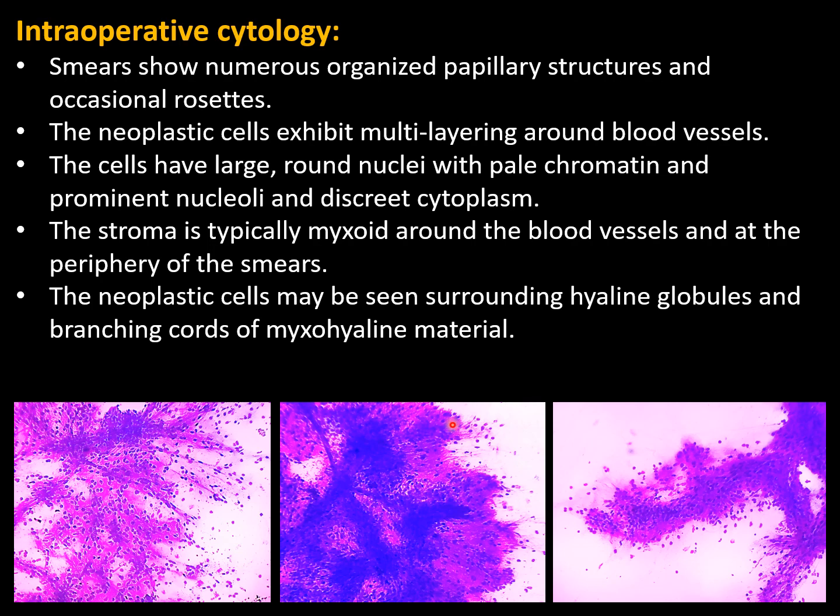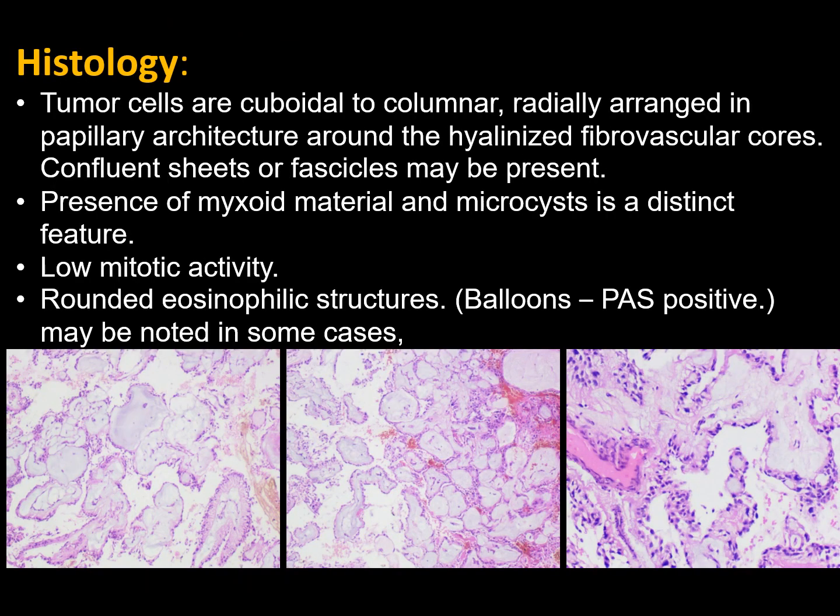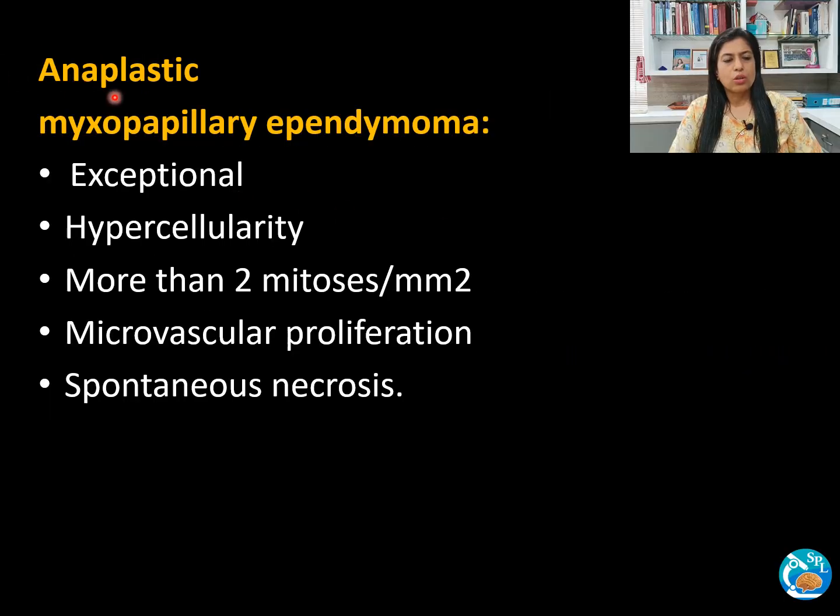Now you can see on the background, this stroma is typical myxoid and it is present along the periphery of the blood vessels. Pathology revealed a tumor composed of cells which are cuboidal to columnar, radially arranged in papillary architecture around hyalinized fibrovascular cords. You can see various microcysts of various size and shape containing myxoid material, and this is the distinct feature of the tumor. Mitotic activity is low. Now, there is an entity anaplastic myxopapillary ependymoma.